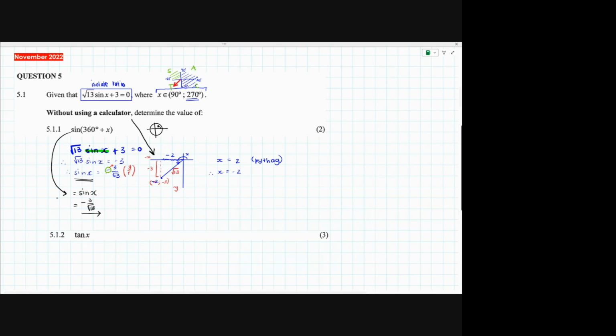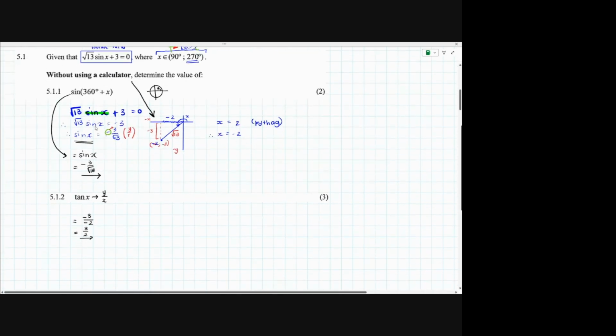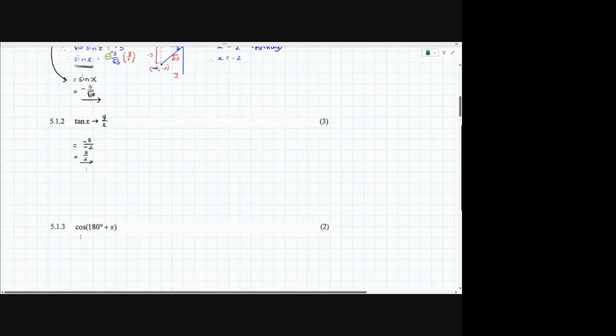So when you get to something like 5.1.2, where I'm asking you for tan of x, you go to your diagram. Tan of x on your Cartesian plane is y over x, and you quite literally just read those values off. The y coordinate was negative 3. The x coordinate was negative 2, and obviously a negative divided by a negative is a positive. This also makes sense: in quadrant 3, tan is positive. So it makes sense that we are getting a positive ratio here. So again, this diagram is so useful to you, because once you have that information, you're just reading stuff off. Okay, I'm just going to move this up because we don't need that much space.